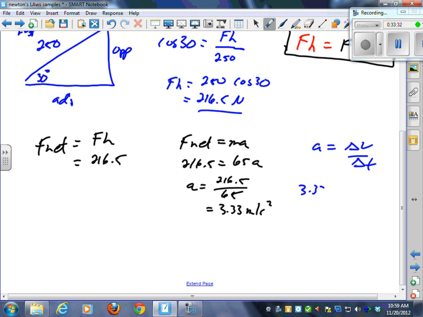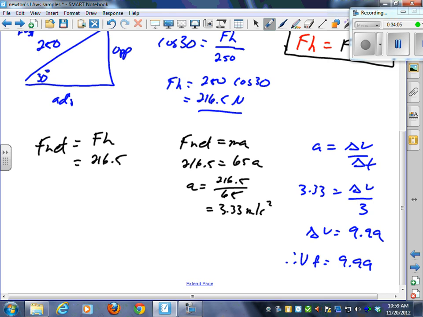Acceleration is 3.33. Change in velocity, time is 3 seconds. Hopefully you can do that in your head. The change in velocity then is obviously 9.99. Does this kid on the sled start from rest? Generally, yeah. So what does that tell me about the final velocity then? It's also 9.99. So part A is done.